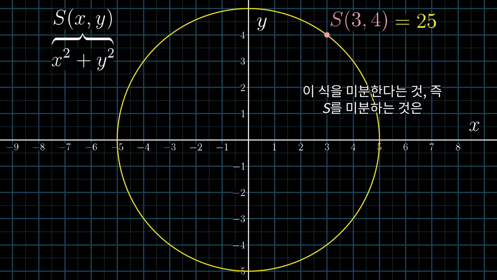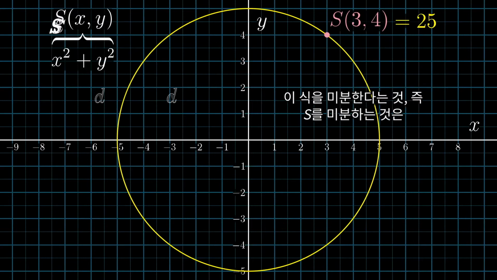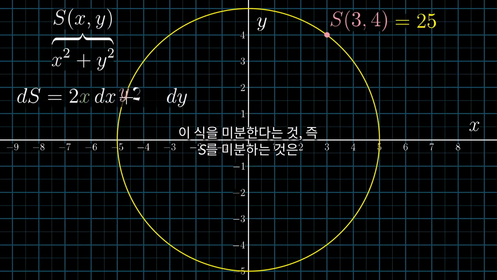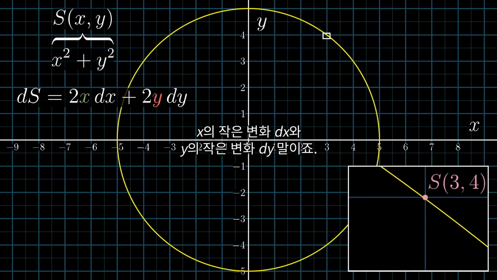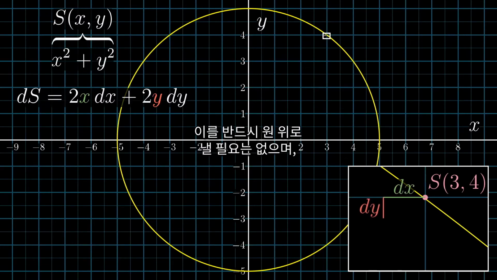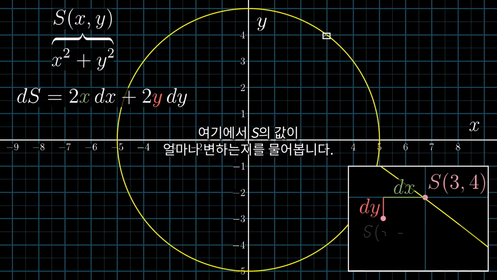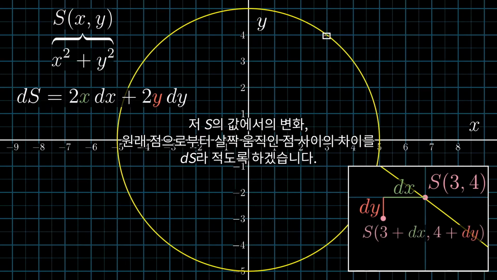Now, what it means to take a derivative of this expression, a derivative of s, is to consider a tiny change to both of these variables, some tiny change dx to x and some tiny change dy to y. And not necessarily one that keeps you on the circle, by the way. It's just any tiny step in any direction of the xy plane. And from there, you ask, how much does the value of s change? And that difference, the difference in the value of s before the nudge and after the nudge, is what I'm writing as ds.